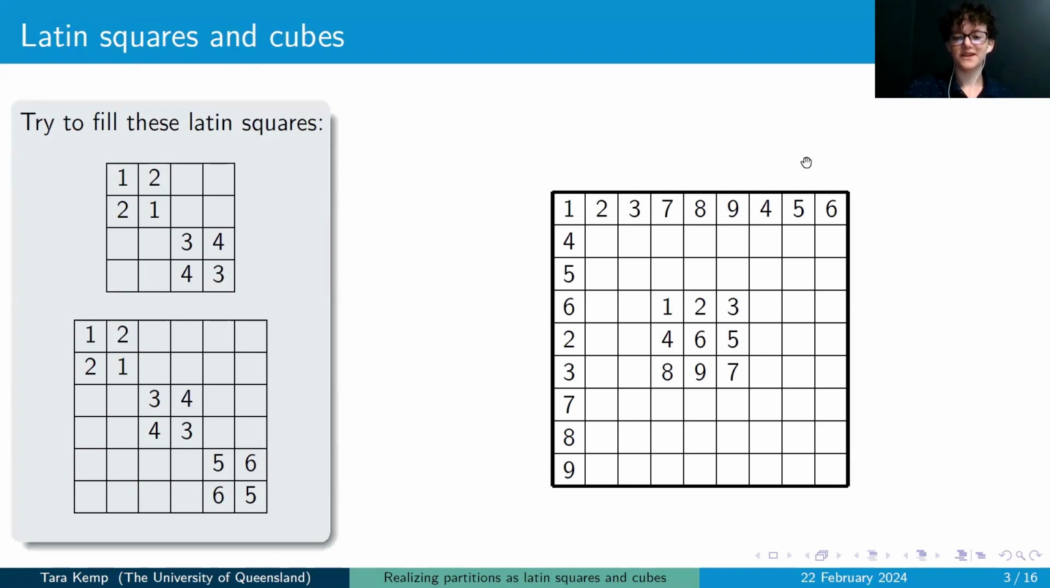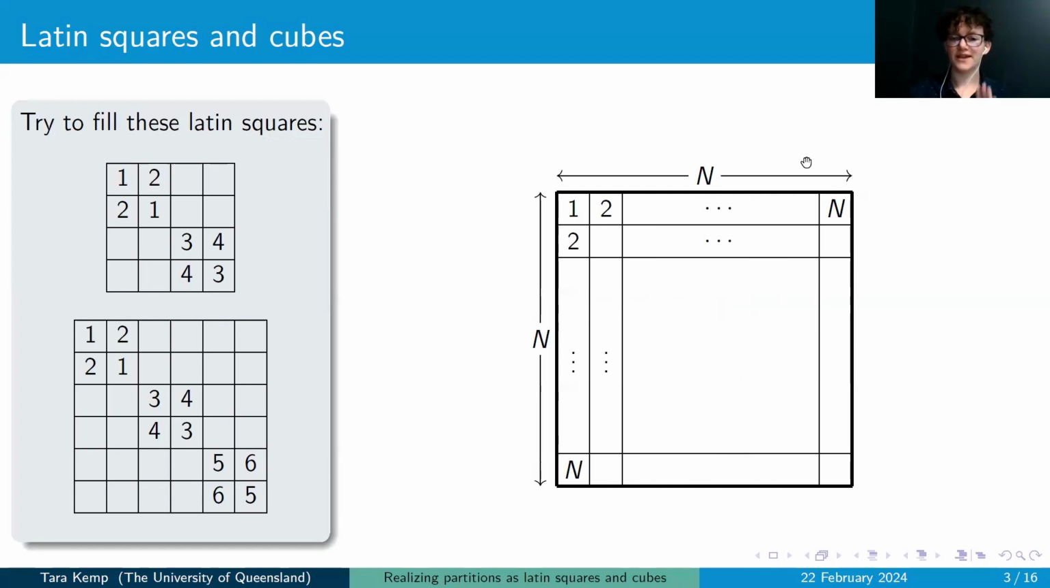If you forget about the smaller grids and you just care about the rows and columns, that's exactly a Latin square. So a Latin square is just an n by n grid where every number occurs exactly once in every row and exactly once in every column. That's it. It's that simple.